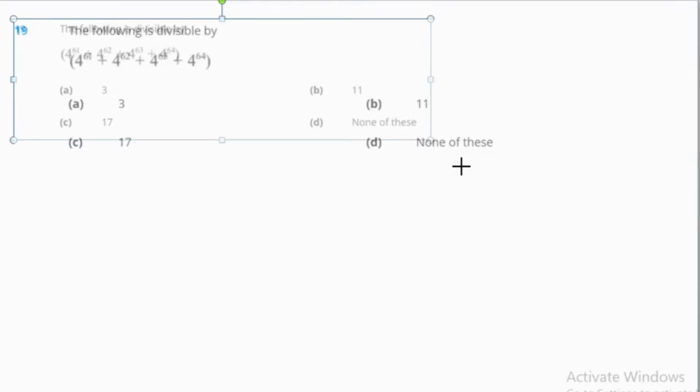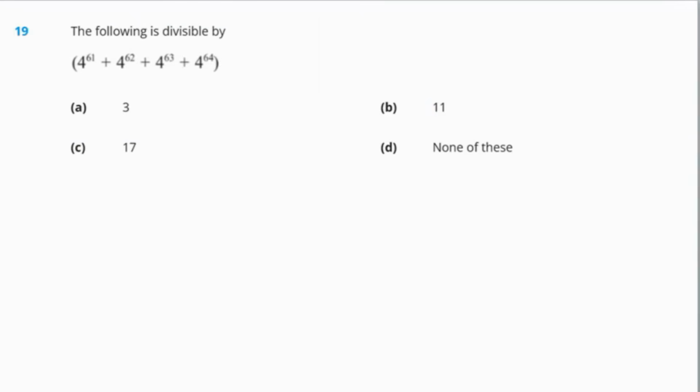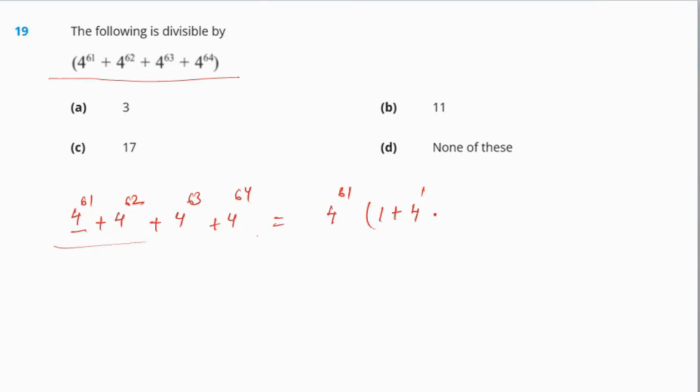Now the next question. The following is divisible by which of the options: 4 raised to the power 61 plus 4 raised to the power 62 plus 4 raised to the power 63 plus 4 raised to the power 64. Correct? That is given to us. From the entire expression we can easily take 4 raised to the power 61 as common. If we take it as common, here 1 will be left, here 4 raised to the power 1 will be left, here 4 raised to the power 2, and here 4 raised to the power 3.